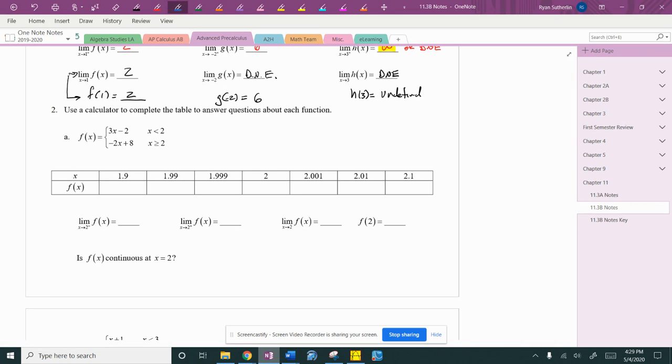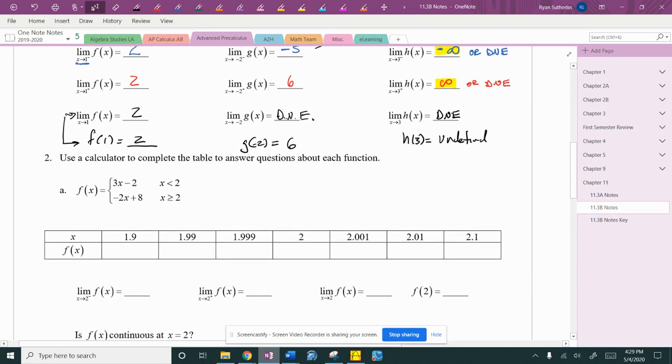So when I am looking at a piecewise function, remember this tells me which values of x I'm going to use the top function for, and then which values of x I'm going to use the bottom function for. So here, when x is less than 2, so like 1.9, I'm going to be plugging into the 3x minus 2, which comes out to be 3.7. Now, for 1.99, when I plug 1.99 in for x, I get 3.97. When I plug in 1.999, I get 3.997.